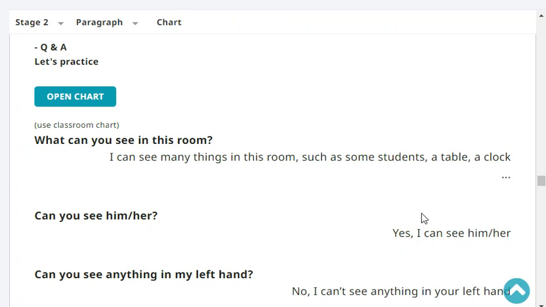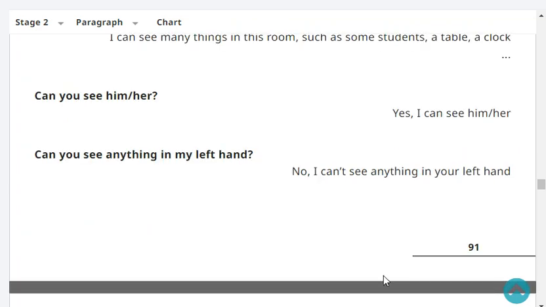Can you see her? Yeah, I can see her. Can you see anything in my left hand? No, I can't see anything in your left hand.